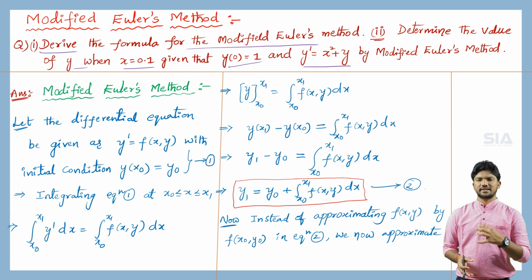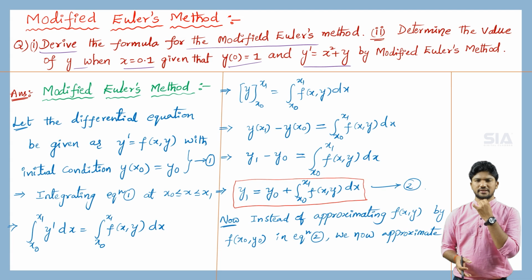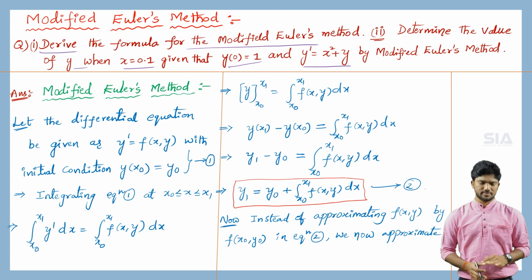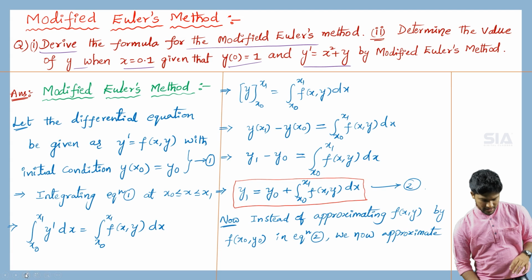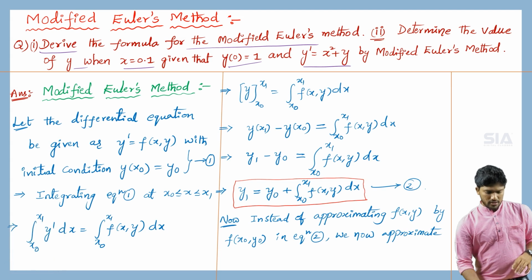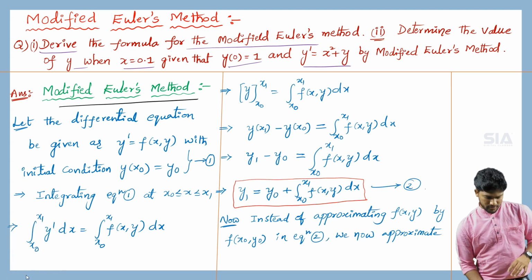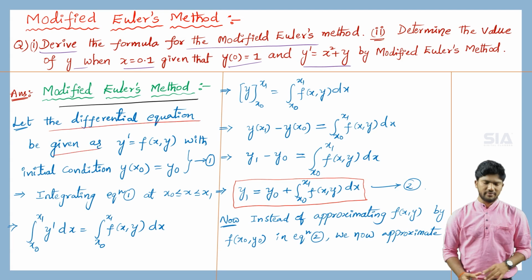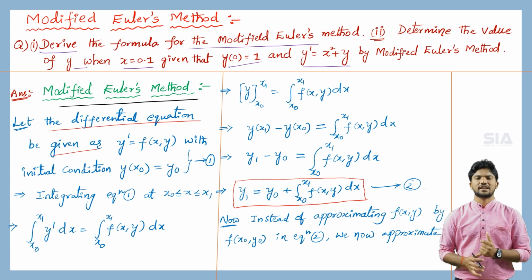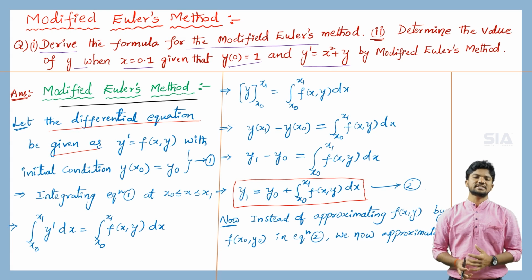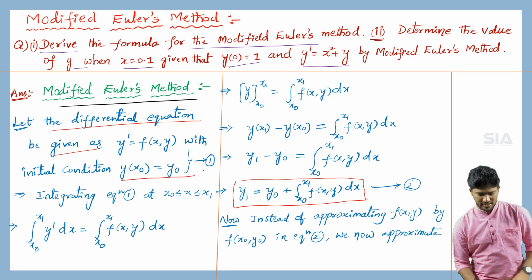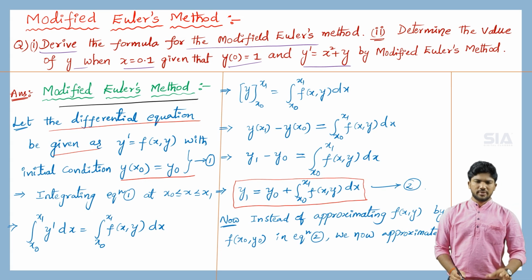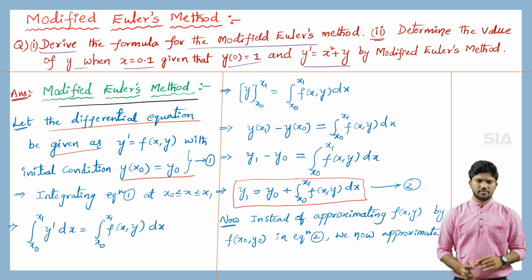Now what is the derivation of the modified Euler's method, and what is the process to find the accurate result using this method, we are going to see now. Let's start the solution. Modified Euler's method. First of all, let the differential equation be given as y' = f(x, y) with the initial condition y(x0) = y0. This topic is the same for every method.